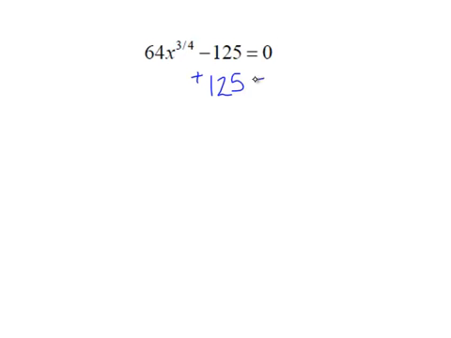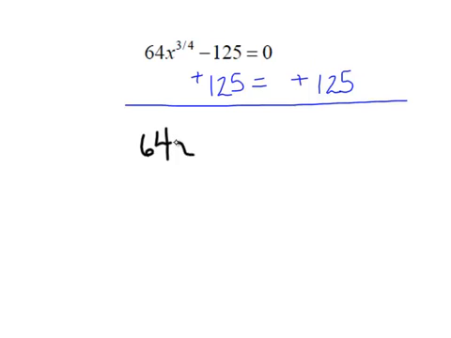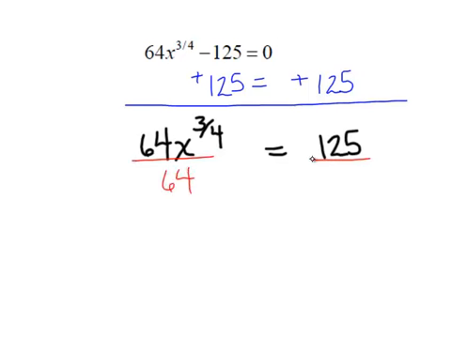Of course, whatever you do to one side, you have to do to the other. On the left side, I now have 64x to the 3/4. On the right side, I have 125. Now, don't start messing with a fractional exponent yet. The x is not by itself. You need to first divide by 64. But if you divide the left side by 64, you have to divide the right side by 64.